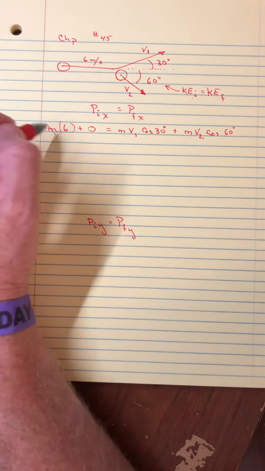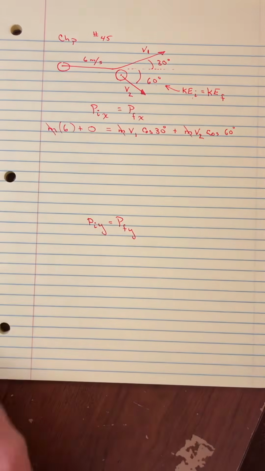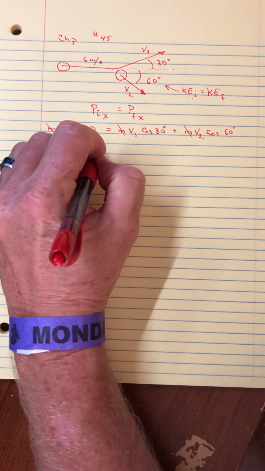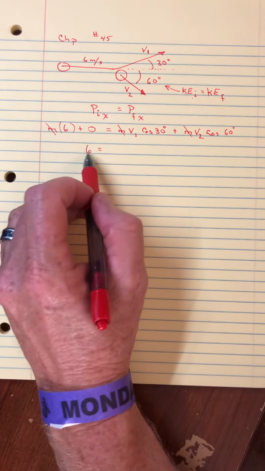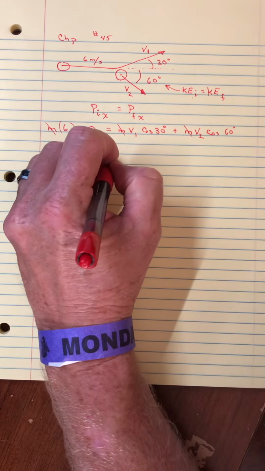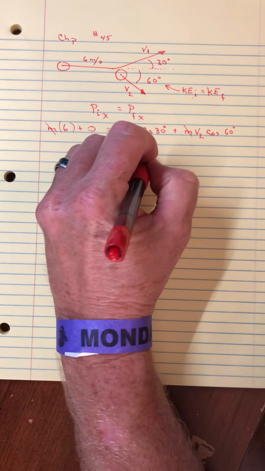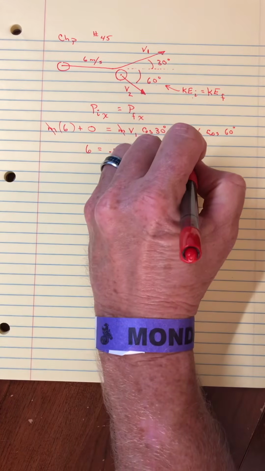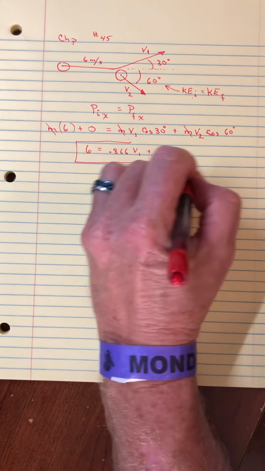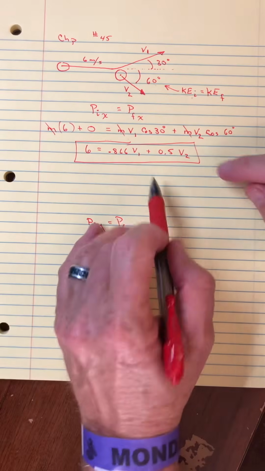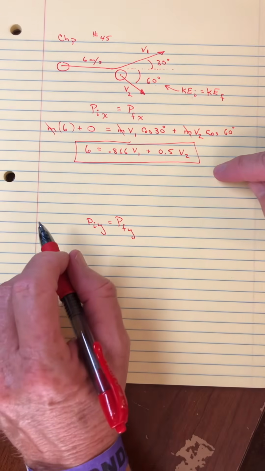And fortunately, there's an m in each case that's going to cancel off, because otherwise it would look like there might be 3 unknowns in this equation. So simplifying the left-hand side, I just get the number 6. Putting in cosine of 30, which would be 0.866 V1, and cosine of 60, which is a half, I get what I would call my first equation of a system of equations. And that's what we're looking for, these two velocities, V1 and V2.